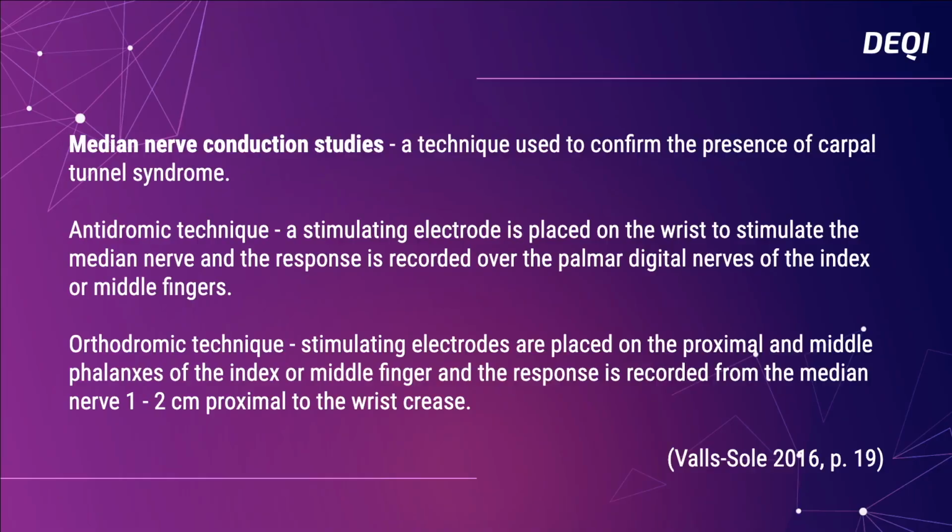So median nerve conduction studies is a technique used to confirm the presence of carpal tunnel syndrome. The antidromic technique is where a stimulating electrode is placed on the wrist to stimulate the median nerve, and the response is recorded over the palmar digital nerves of the index or middle fingers. The orthodromic technique is where stimulating electrodes are placed on the proximal and middle phalanxes of the index or middle finger, and the response is recorded from the median nerve 1 to 2 centimeters proximal to the wrist crease.